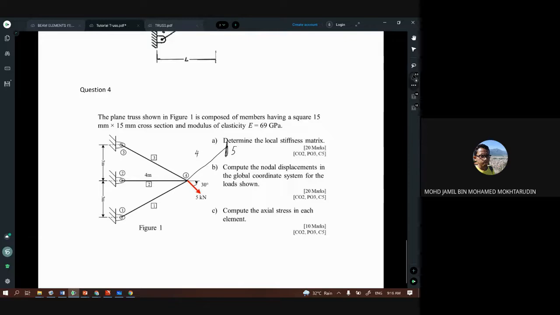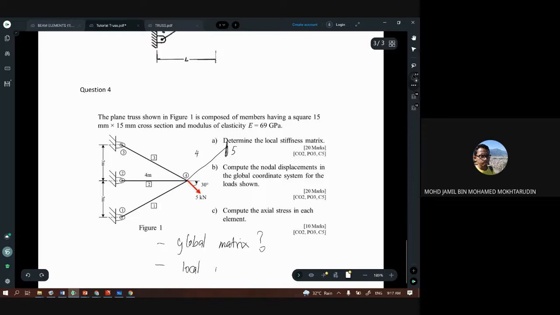And maybe fikirlah kenapa. What happens if you add this element, element number 4? What happens to the global matrix, and what happens to the local stiffness matrix? Is it changing or does it remain the same? So fikirkan.